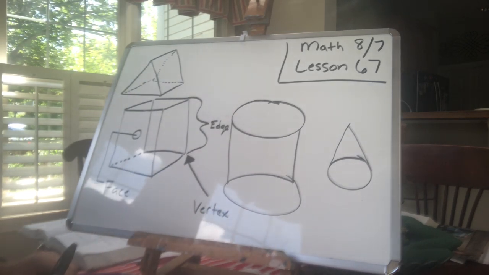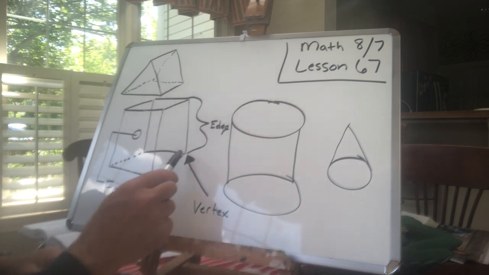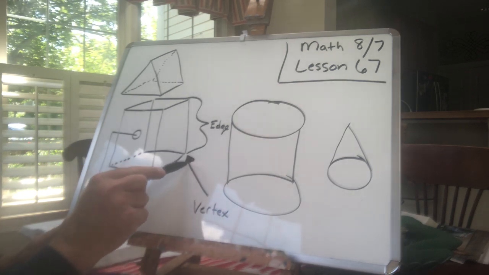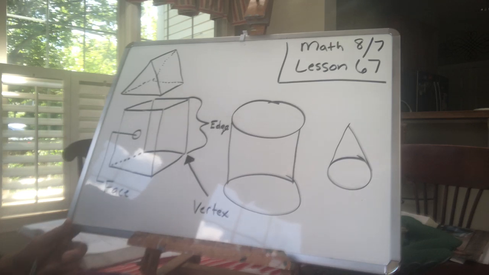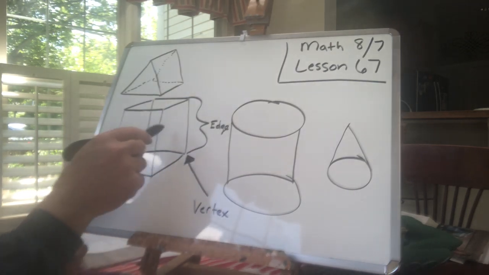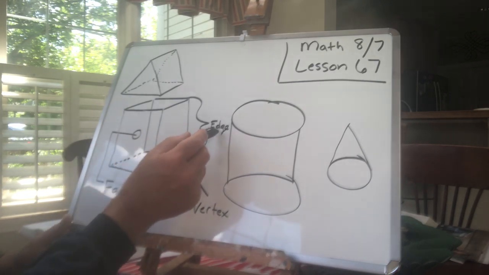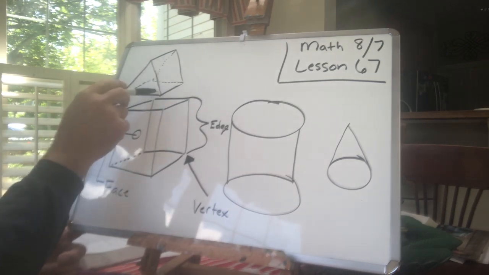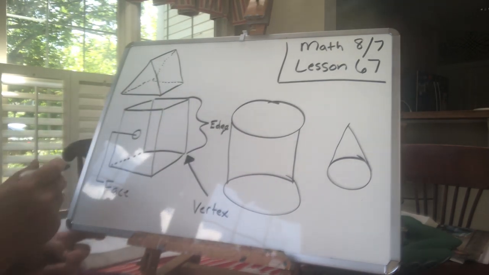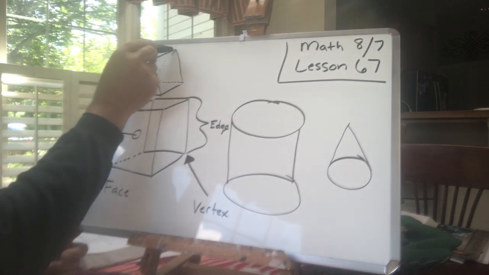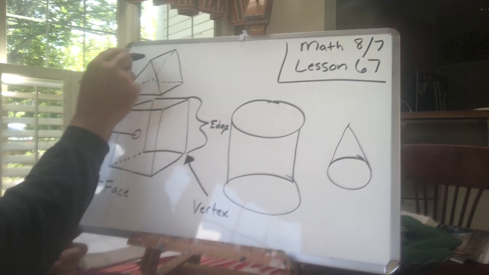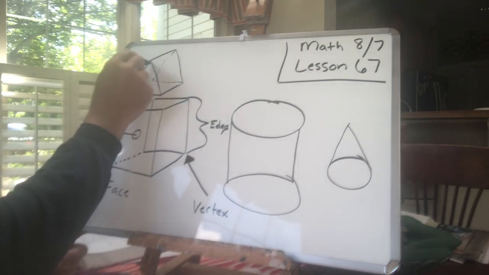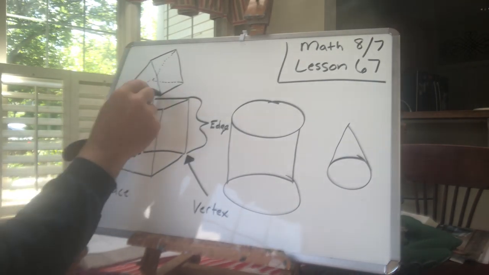And then where 3 or more edges come together, that point right there is called a vertex. Okay? So you need to memorize what a face is, what an edge is, and what a vertex is. Now this is a triangular prism up here, and it also has vertexes, right? At that point right there, that's where 3 edges come together. That's a vertex, okay?